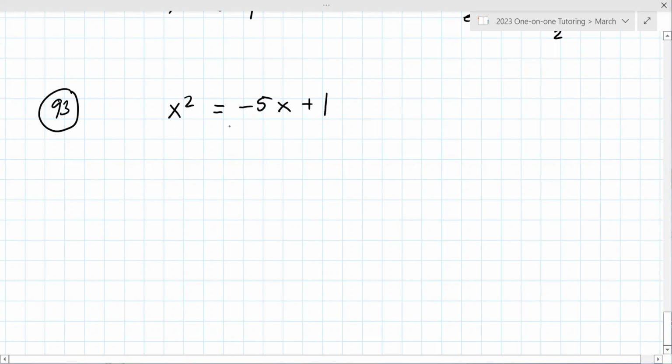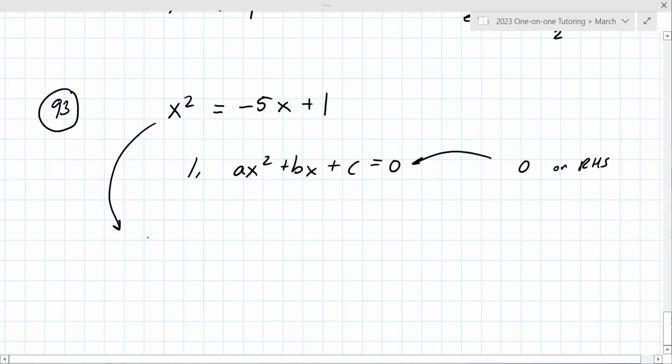Okay. So first thing here, we kind of have to back up: it has to be in the form ax squared plus bx plus c equals 0. Basically, we need to have a 0 on the right-hand side. So that means you're going to manipulate this equation: x squared plus 5x minus 1 equals 0. Is that okay?